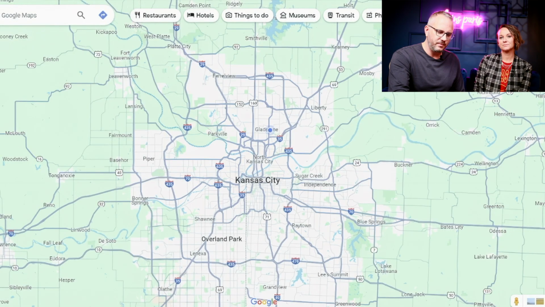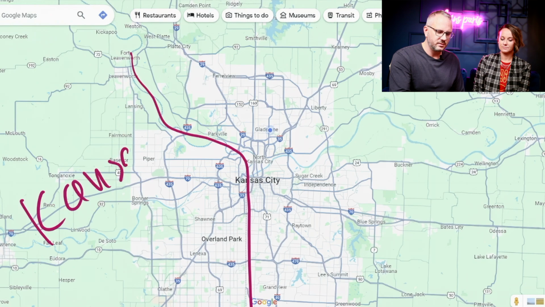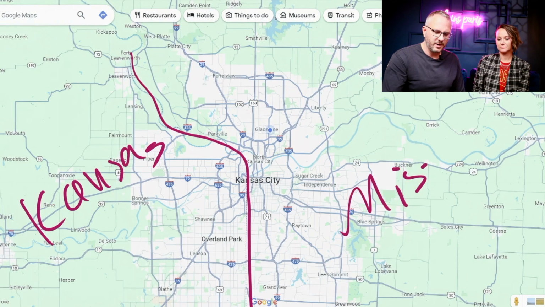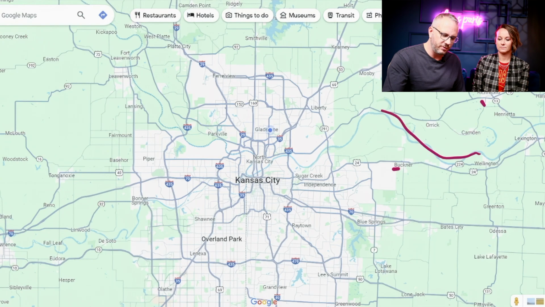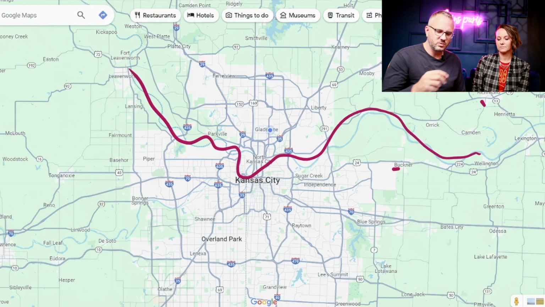The first thing you have to know about Kansas City is that, yes, if you look at a map, we're separated into Kansas versus Missouri. But when you live in Kansas City, we really are first looking at whether we are north or south of the river. So if you look at the river coming through the city here, this is what divides the city.